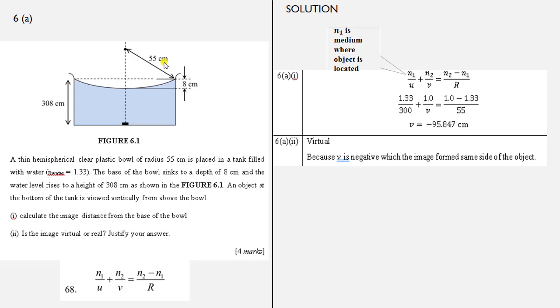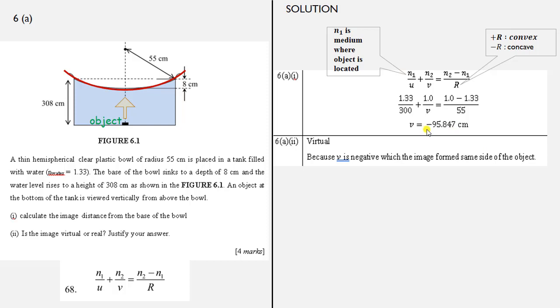Anyhow, what is the sign convention for radius R? We have to bear in mind, our R will be given a positive sign if this is a convex surface and a negative sign if this is a concave surface. So seen from the object, you can see clearly that the surface the light strikes is convex. So it should have a positive sign. Then we do our calculation, we will get v equals negative 95.847 centimeters.